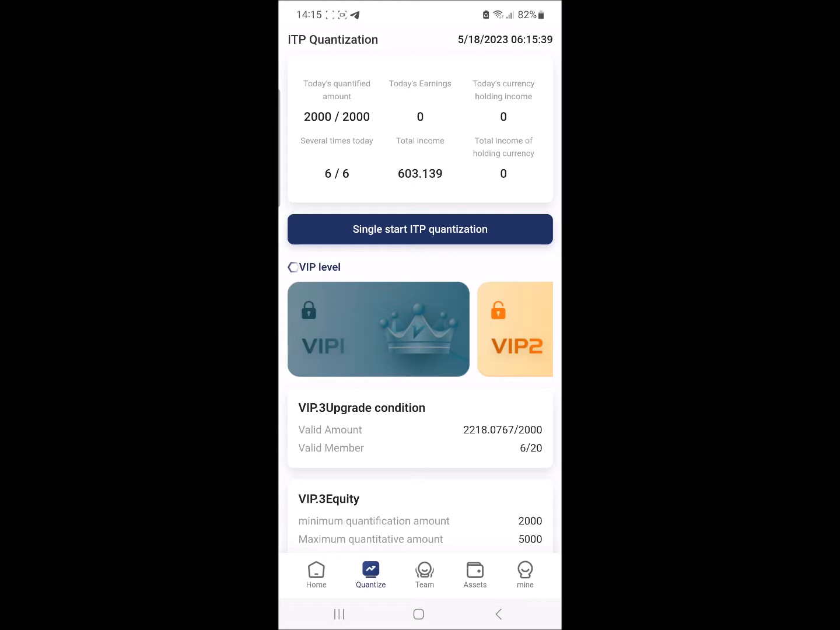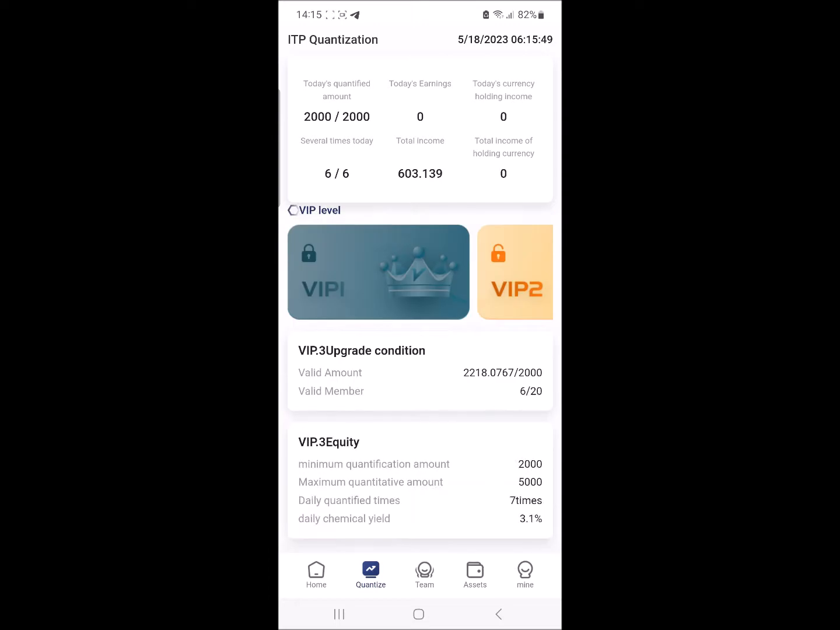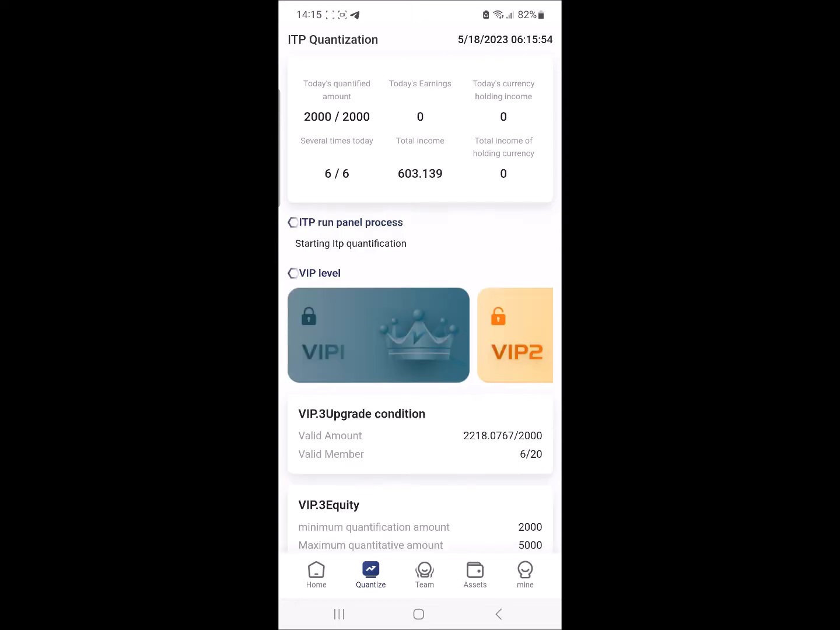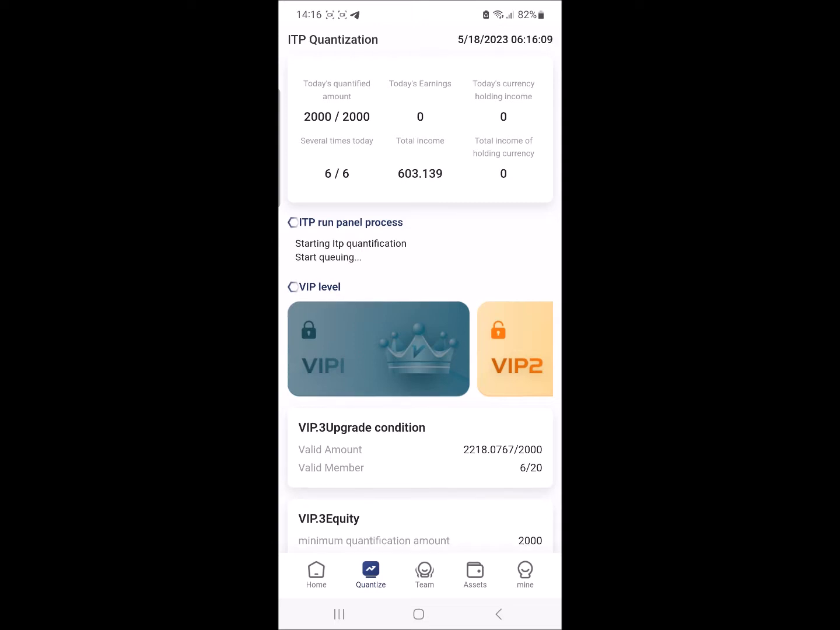Now, underneath those figures, you'll see a dark blue bar with the words single start ITP quantification. So if we press that, right, this starts the trading process. You'll see the words have just come up, starting ITP quantification. Quantification is a method of trading which has been around for decades. I'll go into that in a bit more detail later. The artificial intelligence makes it a lot more efficient. So, started queuing.